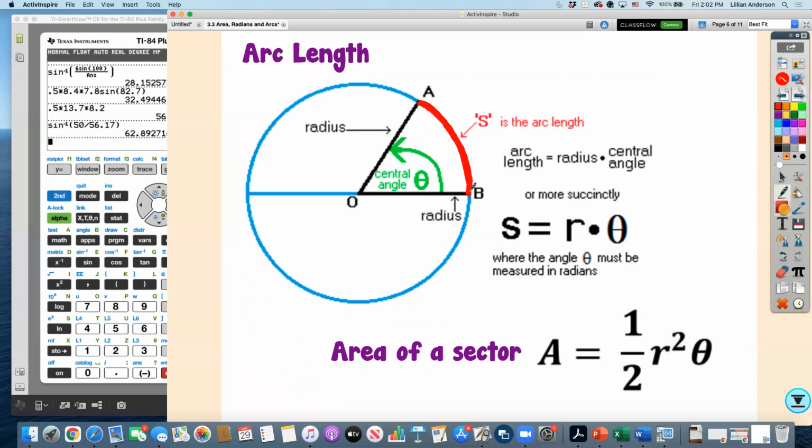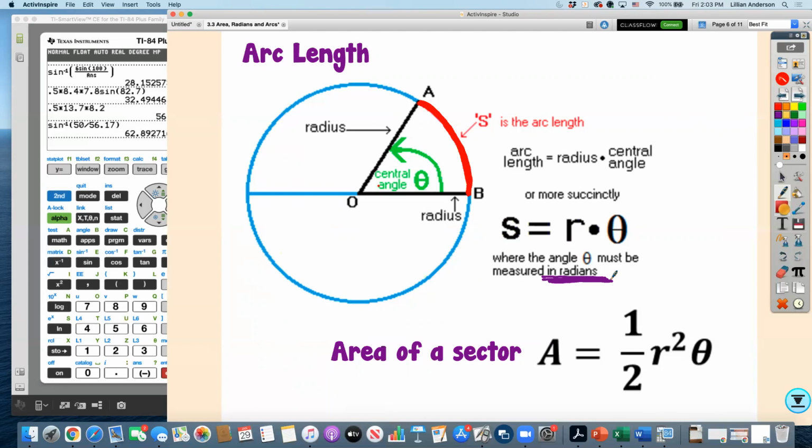To find the length of your arc, you just take your radius and you multiply it by your central angle. Well, what's your central angle? It is the angle whose vertex is at the center of the circle. So whatever that central angle is, you multiply it by your radius and you get your arc length. But the most important thing you need to be aware of is that the angle is measured in radians. If it's in degrees, you are going to need to convert it to a radian. We'll talk about that in a second. So S equals R times theta is how you find the length of your arc.